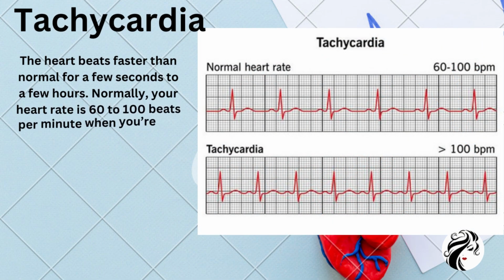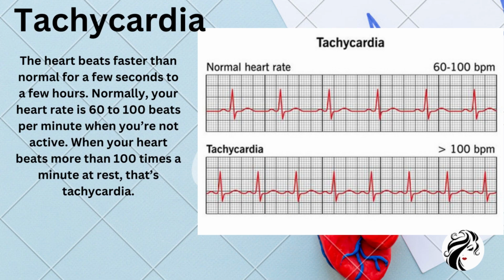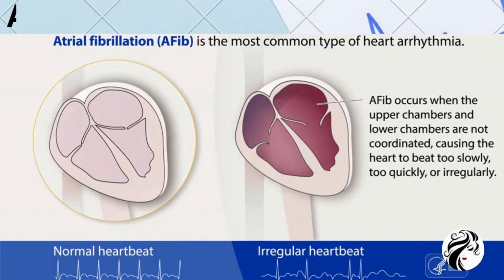So as I discussed, bradycardia is the slowdown of the heart rate, and tachycardia is a fast heartbeat. As I discussed, a normal heartbeat is 60 to 100 beats per minute, but more than 100 beats per minute is tachycardia. While exercising, tachycardia is normal, but during a resting stage, tachycardia is a major concern.